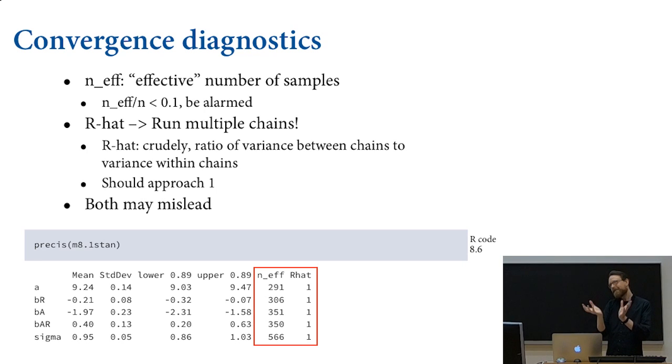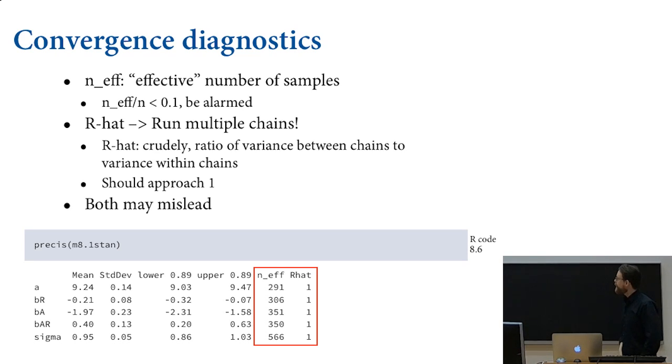So how low is totally low? Well, it's a continuous range of alarm. But a good heuristic, I would say, is if your number of effective samples is 10% of your total samples, you should be very, very alarmed. And I'll show you an example of that in just a couple minutes.